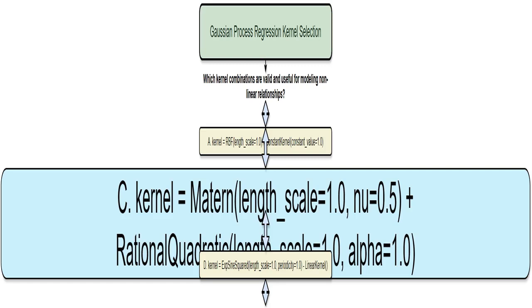Here, I'm combining two different kernels. The Matern kernel, which handles various degrees of smoothness, and the rational quadratic kernel, also good for modeling nonlinear data. Using both provides more flexibility to fit diverse data patterns. It's like having two different tools to work with, ensuring you have the right one for the job.